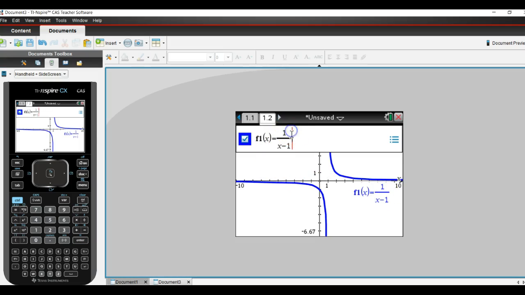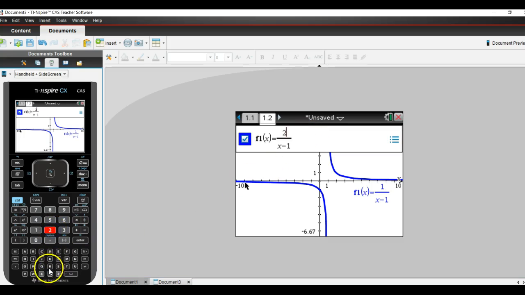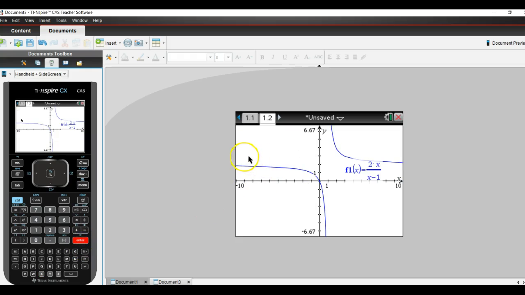I might just put a 2x in at the top here and see what happens with that. Hit enter, and you can see that changed my horizontal asymptote around as well. I can see my vertical asymptote, there it is at x equals 1 again. Remember, that's quite an easy one to see. It's wherever the denominator is 0. Now, the horizontal asymptote, in this case, it looks like it's going through 2. That comes from that 2 there.